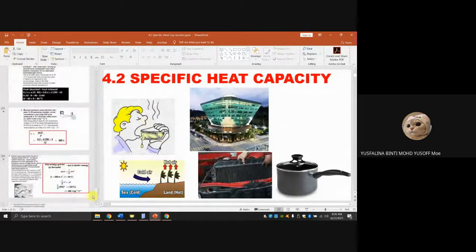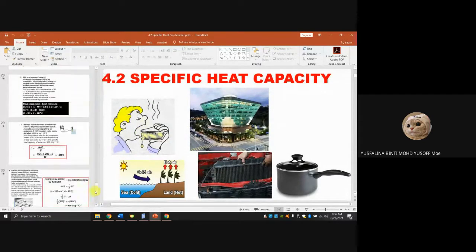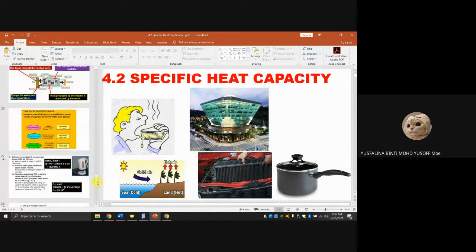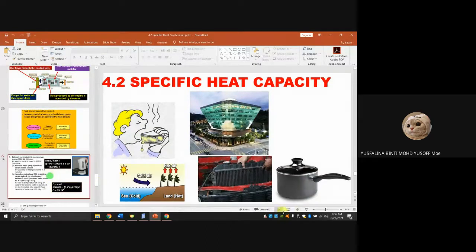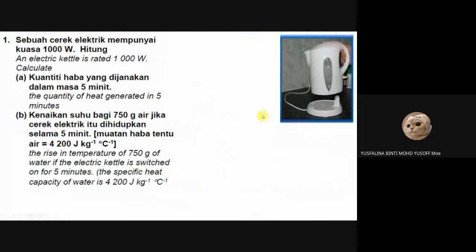Okay, so I think we still have a question to discuss. I think we stop until here. I'll give you some time to answer this question, then we will discuss question 1A and 1B.